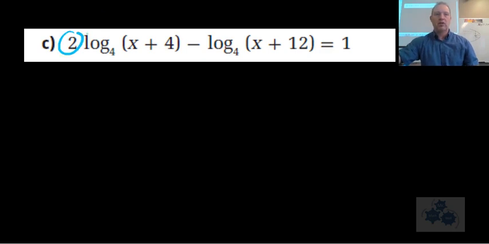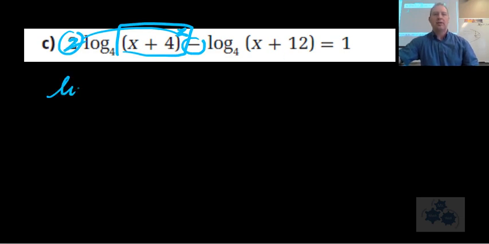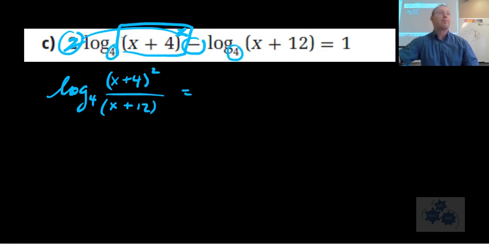We're going to take this 2 and make it an exponent. Okay? And then, because it's minus, we're going to divide this with the exponent 2 up there by this. So it's going to look like this: log of (x plus 4) squared divided by (x plus 12), with the base 4. Because they're both the same base, we can combine them like that, and then equals 1.